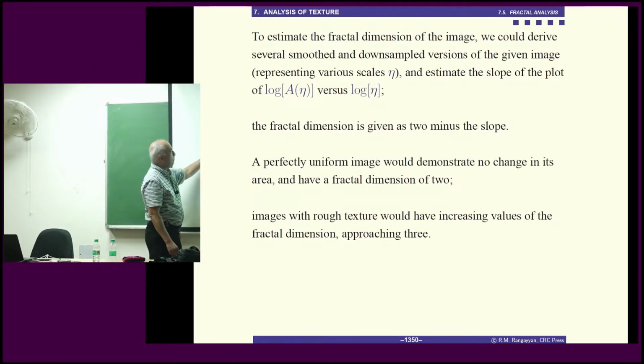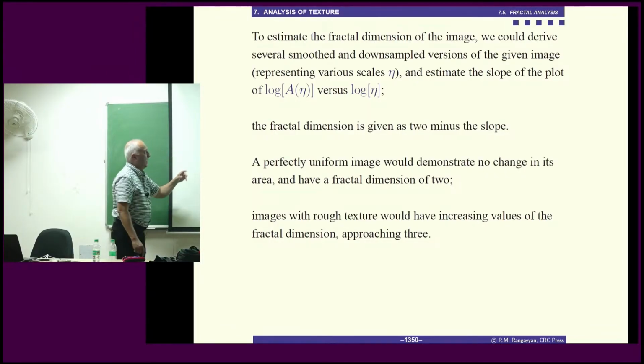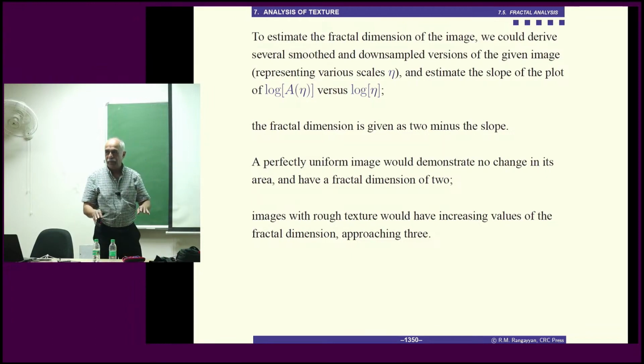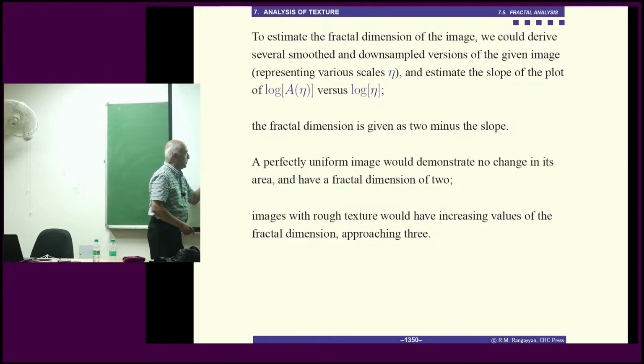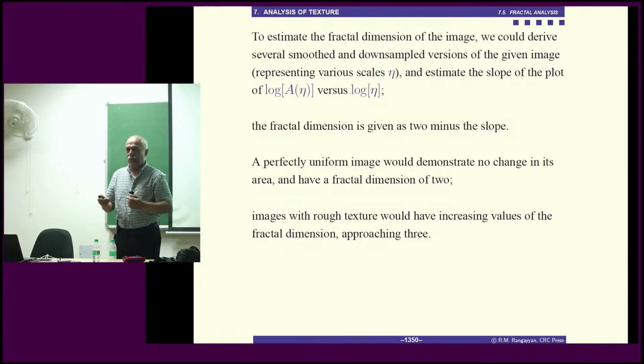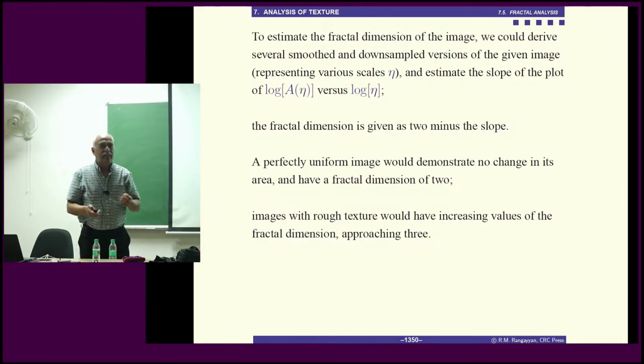A perfectly uniform image would demonstrate no change and have a fractal dimension of 2 only. Images with rough texture would have increasing values of the fractal dimension, getting close to 3, but not possible to get to exactly 3. It has to be less than 3.